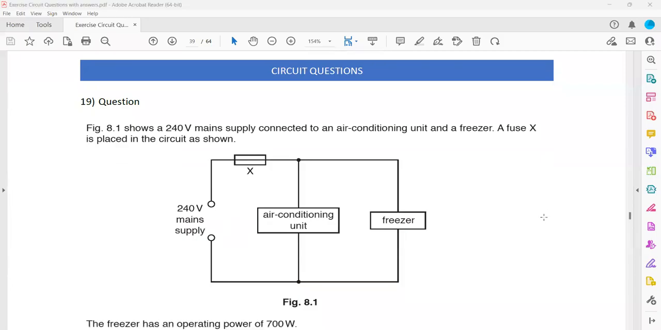Electric circuits, question 19. Figure 8.1 shows a 240 volt main supply and an air conditioning unit. As they are in parallel, and we assume there's no voltage drop across the fuse, the freezer and the air conditioning unit both will receive 240 volts because they are in parallel to the main supply. A fuse X is placed in the circuit as shown.